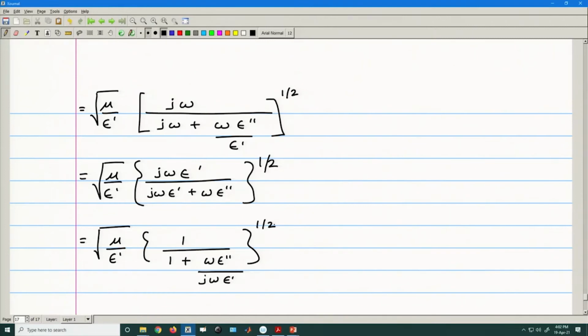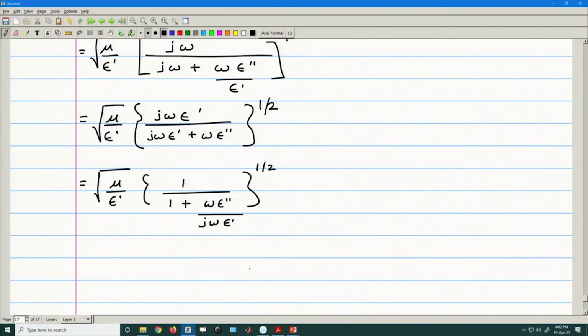We are doing it in this approach because we will be substituting this value as q. So next we can write this one as mu upon epsilon prime times 1 upon 1 plus 1 by j q, correct. So this is root under mu upon epsilon prime times 1 by 1 plus 1 by j q, to the power half.